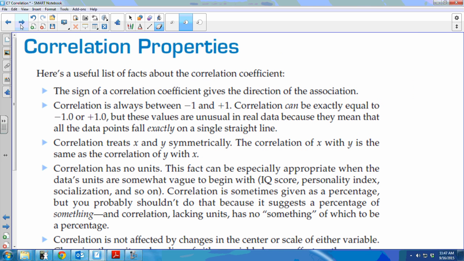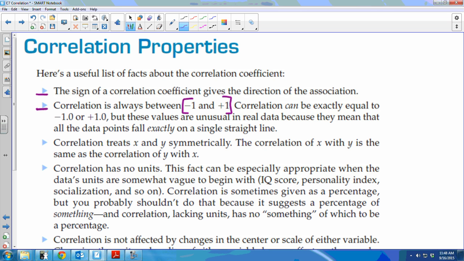All right. Now here are some things you need to know about correlation specifically. There's a lot of them, but they're all very important. We already said the first one: the sign of the correlation gives the direction. If it's positive, it's positive. If it's negative, it's negative. No big deal. The next one's very important. The correlation is always between -1 and +1. Okay?